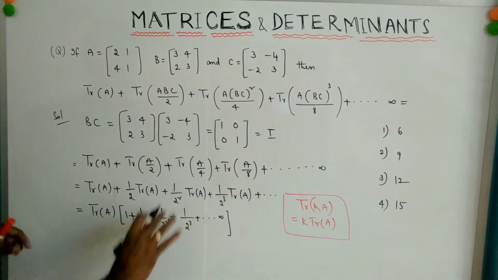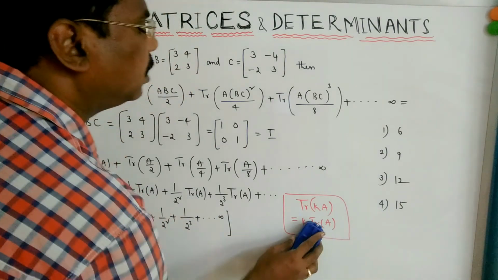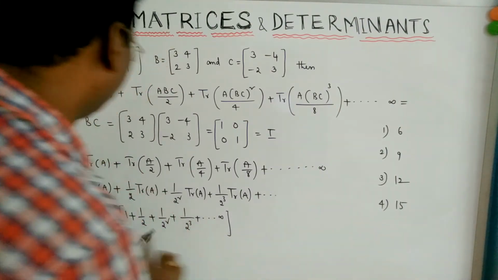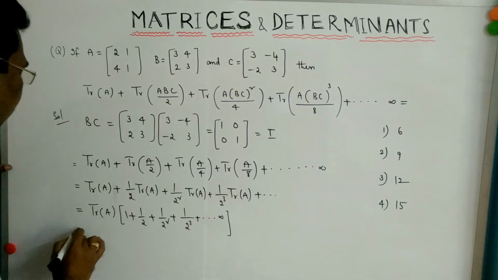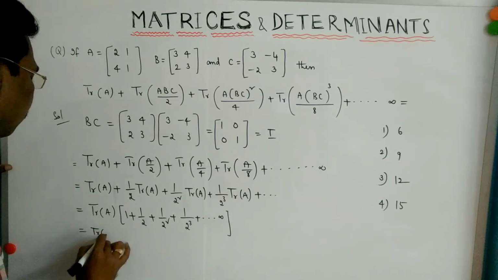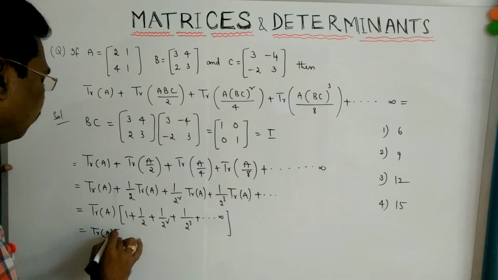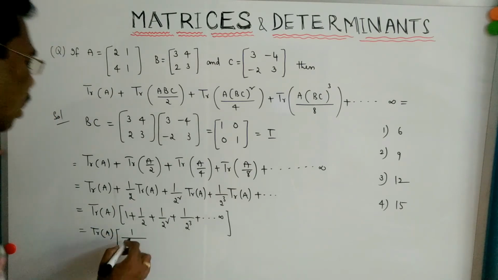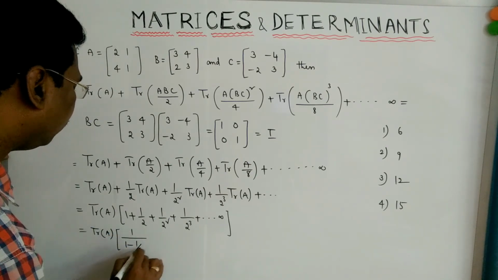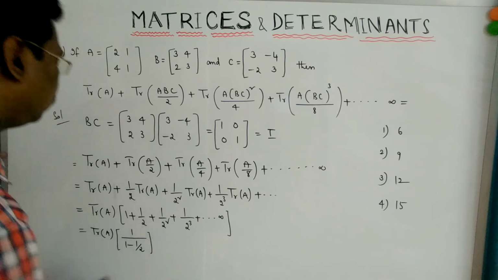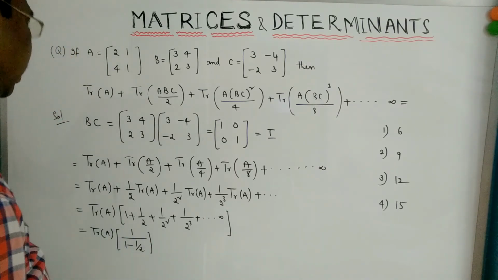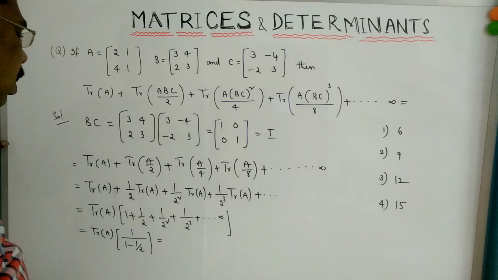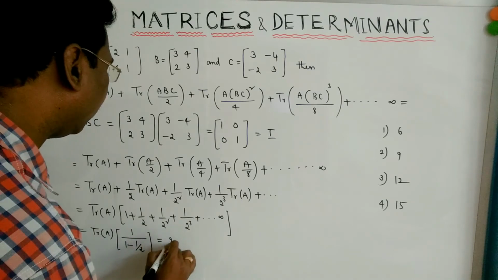Okay, now this one is in GP. In GP, S infinity is equal to a by 1 minus r. This value is equal to trace of A into 1 by 1 minus 1 by 2. Now 1 by 1 by 2 means 2 into trace of A.